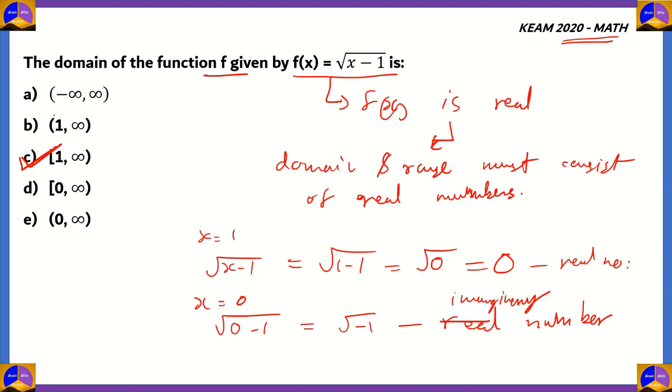Option B states that 1 is not included in the domain, which is wrong. So option B is incorrect. Option A is incorrect because it goes from minus infinity to infinity, and negative numbers are not included here. And open interval 0 to infinity is incorrect because we checked 0, and it's not giving us a real image. Option E is also incorrect because we tested 0 and it's an imaginary number. So the correct answer is option C, 1 to infinity.